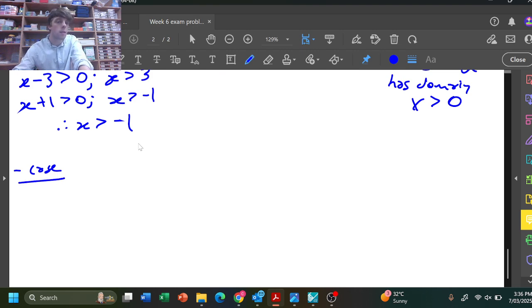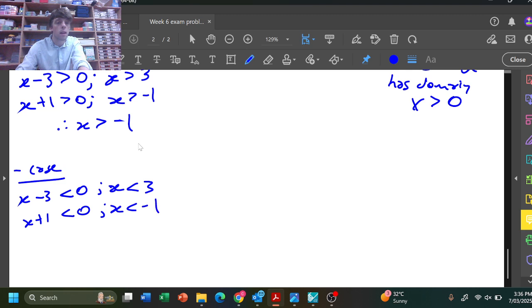So the negative case is that x minus 3 must be less than 0 and x plus 1 is less than 0. If both of these two things are negative, we have a negative times a negative, which will make a positive. So we'll also have a solution. So for this one here, we're going to have that x is less than 3 and that x is less than negative 1.